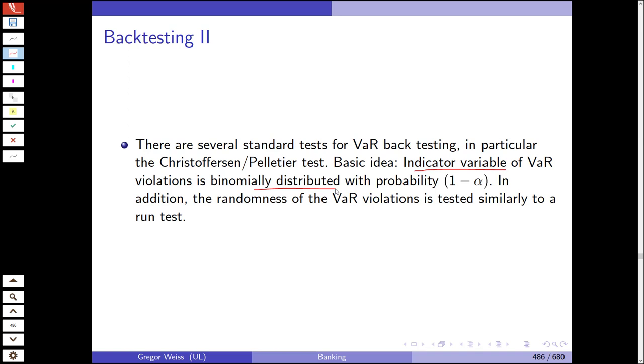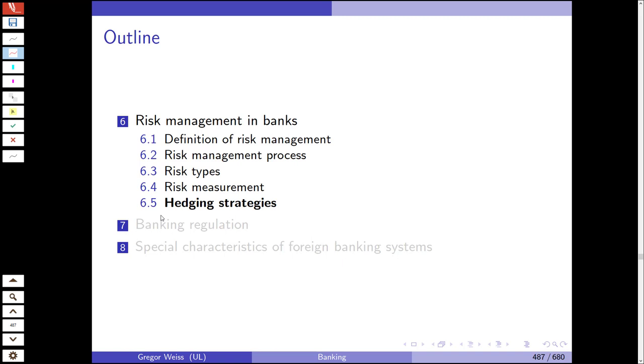Okay. Now we are almost out of time, and I think we've covered a lot of ground today. So I would say we stop here before going into the details of some hedging strategies. So, do you have any questions concerning risk management, risk types, and measuring risk? Any questions?